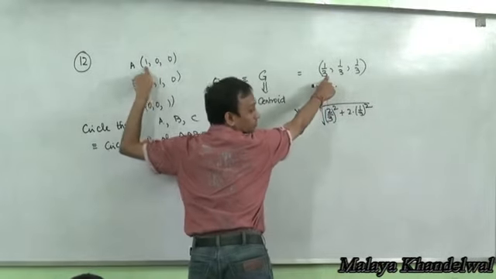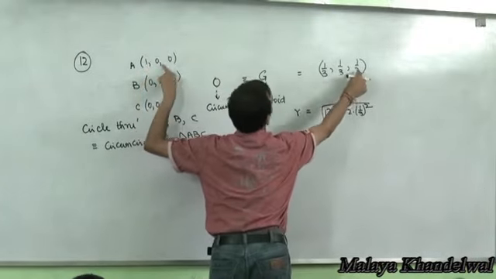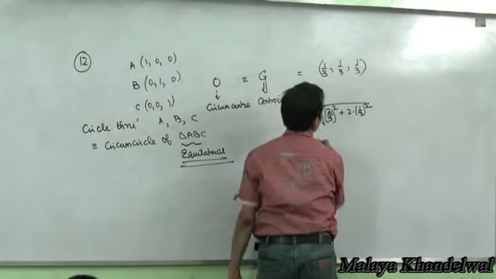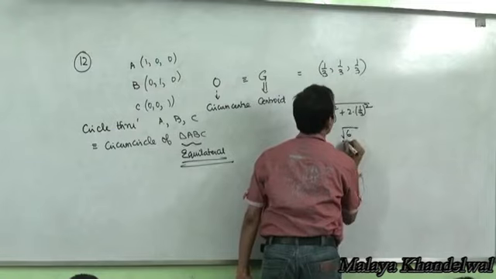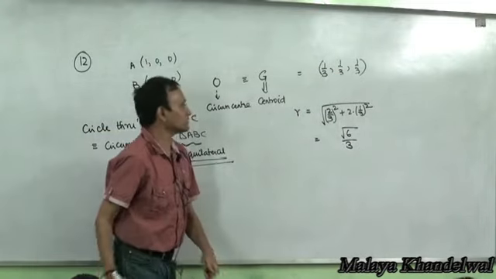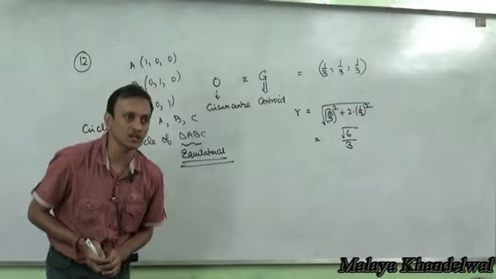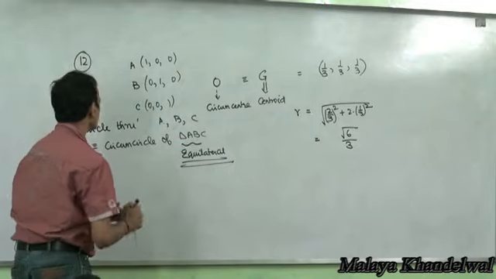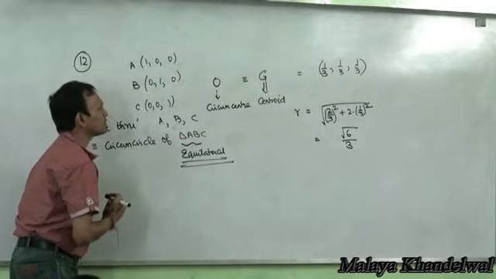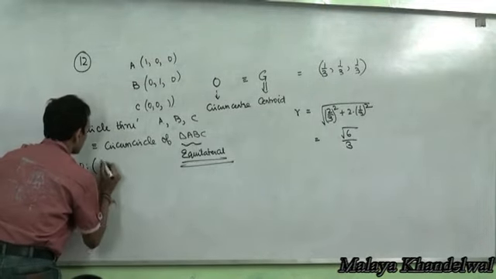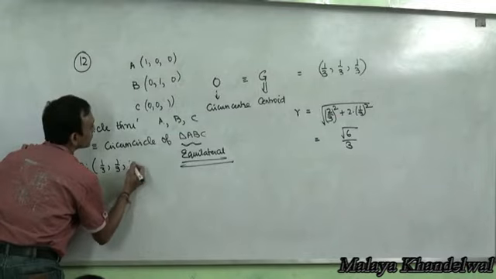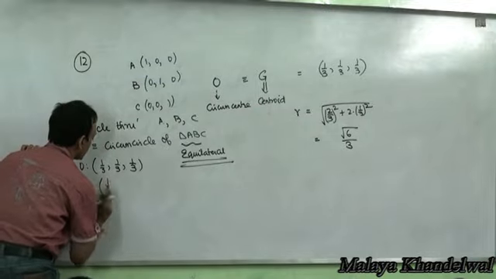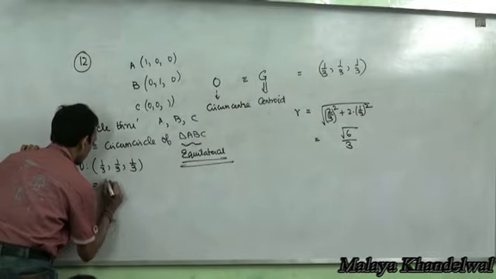(1/3 minus 1), that is (2/3) whole square, plus (1/3) whole square plus (1/3) whole square, which is 2 into (1/3) whole square. Isn't it? 4 plus 2, 6. So that makes it root 6 by 3 as the radius of that circle. So now we know the center of the circle, which is 1/3, 1/3, 1/3, and we know the radius of the circle, which is root 6 by 3.